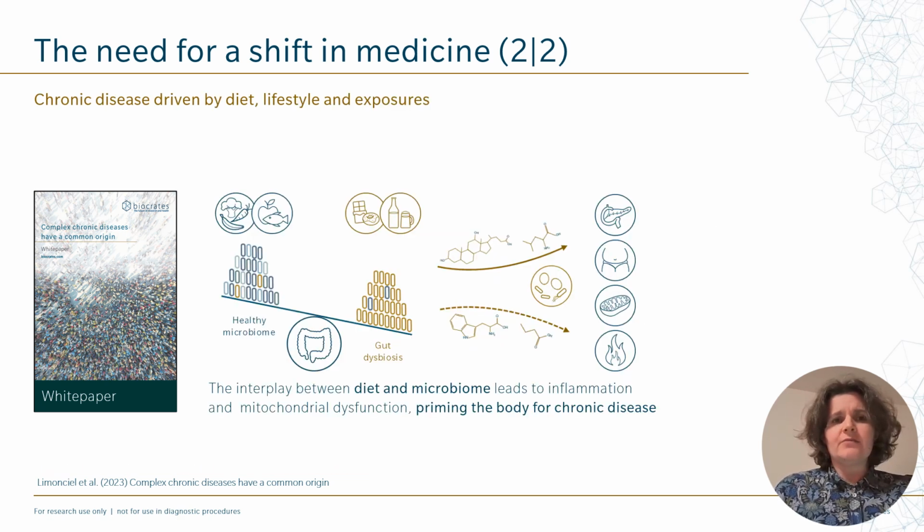In 2023, Biocrates published a white paper diving into the origins of chronic disease, from classically metabolic disease such as metabolic syndrome and type 2 diabetes, to conditions with strong environmental determinants such as cancers, autoimmune disease, and neurodegenerative disease. In this document, we outlined the critical role of diet and its effects on the gut microbiome in the etiology of disease.